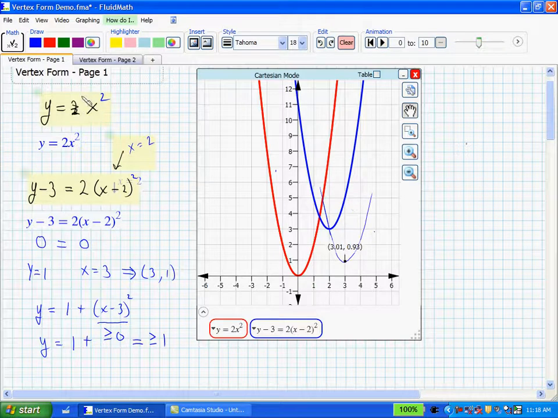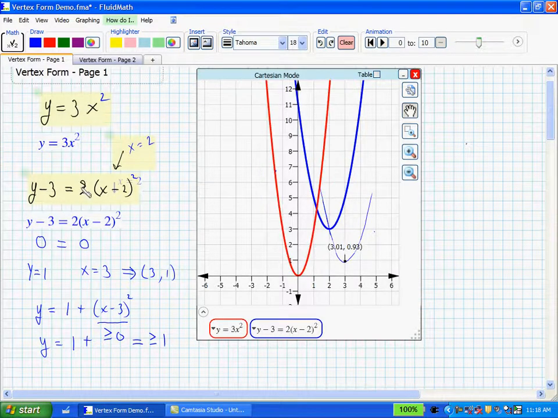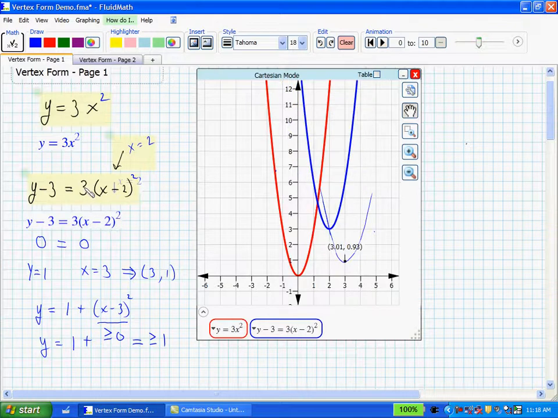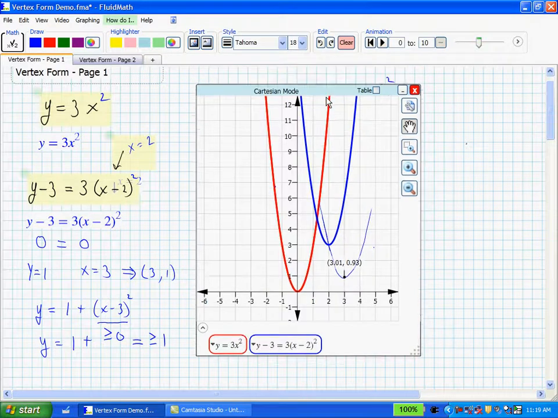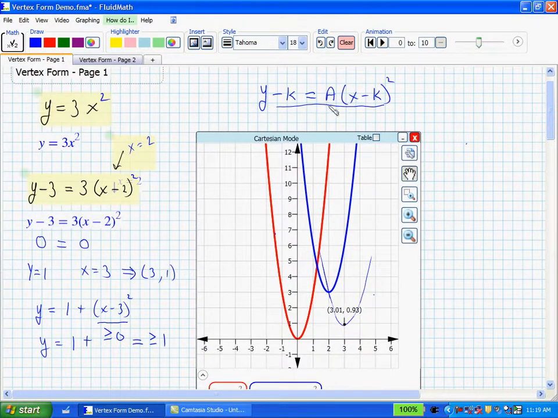Does that always work? We make it a 3 for the red, and a 3 shape for the y. For the blue, when we go over 1, we go up 3. On the blue, when we go over 1, we go up 3. So, when we look at this form now, this constant is talking to us about the shape. What shape does the parabola have? And then this slides it right and left, and this slides it up and down.